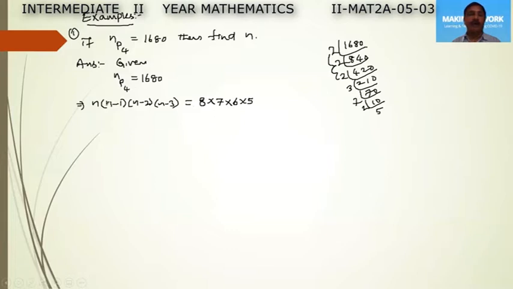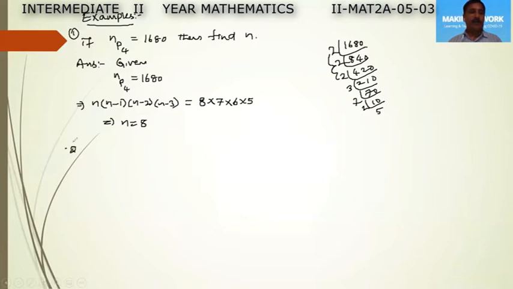So by equating corresponding values on both sides, this gives n is equal to 8. By equating any 2 corresponding values on both sides, if n minus 1 is equal to 7, then also n is equal to 8. If n minus 2 is equal to 6, then also n is equal to 8. So finally, the value of n is 8.